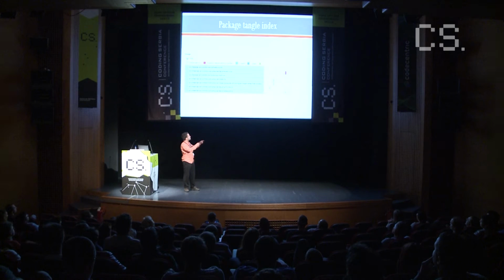Another helpful thing is the package tangle index. So here you see two classes from different packages. Or no, we go to the next slide, that's easier. So this is the front-end package. We have a front-end location controller in it, and it's using a location service in the service package.